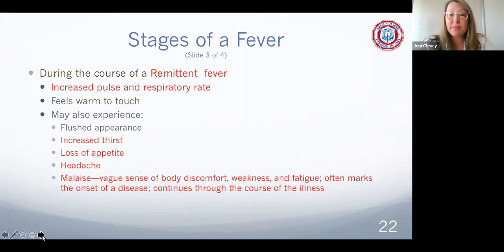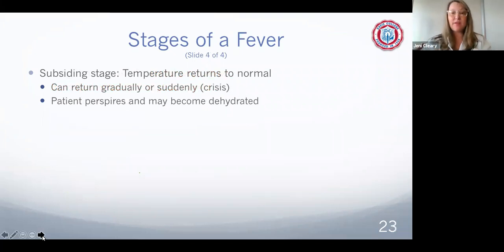During the course of a remittent fever, the patient has an increased pulse and respiratory rate, feels warm to the touch, and may also experience a flushed appearance, increased thirst, loss of appetite, headache, and malaise, which is a vague sense of body discomfort, weakness, and fatigue. It often marks the onset of a disease and continues through the course of an illness. This is when we just do not feel well and we know something's going on.